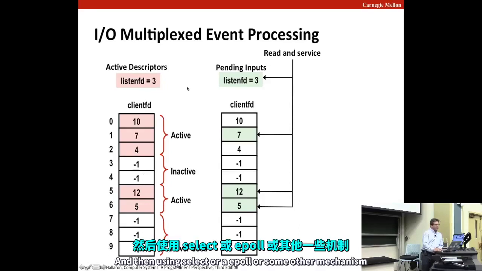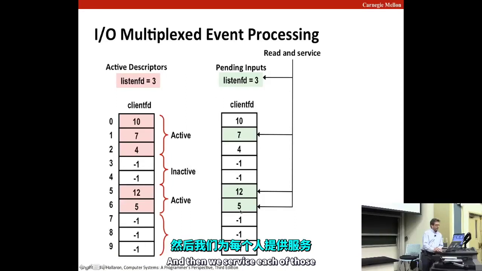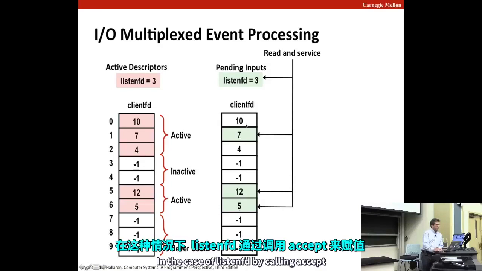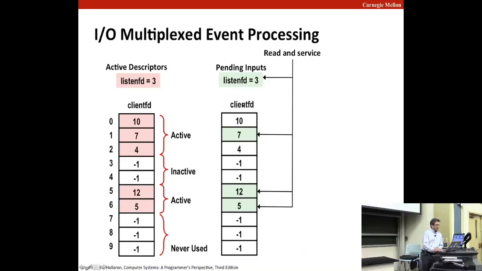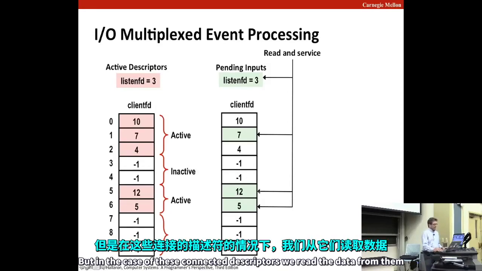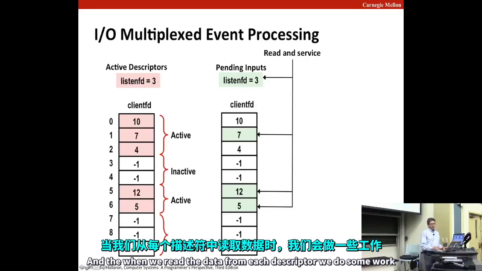And then using select or epoll or some other mechanism, we somehow determine which of those active descriptors have input, and then we service each of those. In the case of listenFD, by calling accept. In the case of these connected descriptors, actually this should be conFD, not clientFD, we read the data from them. And when we read the data from each descriptor, we do some work.